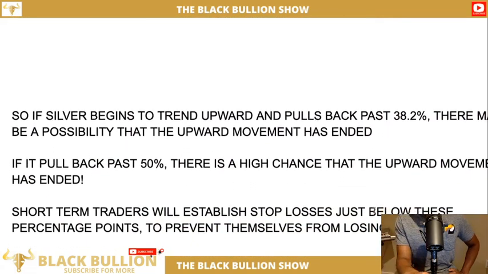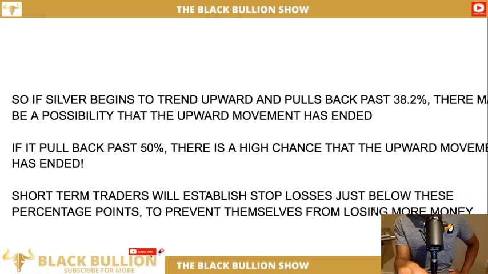Now, this is the important part that I just mentioned, why to pay attention to how we didn't go past $14.54. So if silver begins to trend upward and then pulls back past 38.2%, so it goes lower than 38.2%, there may be a possibility that the upward movement has ended. If it pulls back past 50%, there is a high chance that the upward movement has ended. Now remember, right now I'm recording this on May 15th of 2020. Currently, silver is in the $16 range. Obviously, for a very long time, when silver was moving around, it did not go below $14.54 in recent weeks. If it would have gone below that, we could then say there's a possibility that this upward momentum is ending.